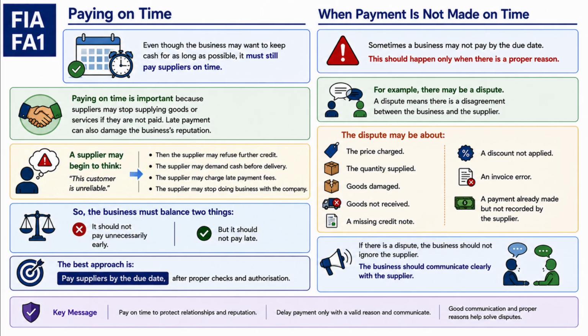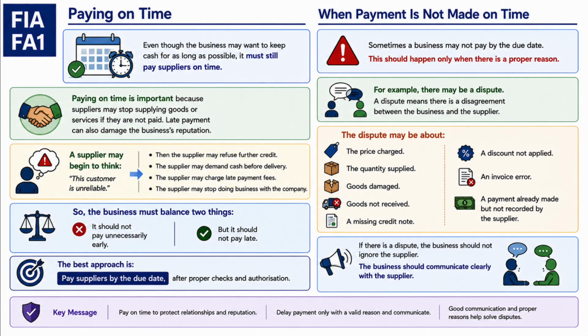So the business must balance two things. It should not pay unnecessarily early, but it should not pay late. The best approach is to pay suppliers by the due date after proper checks and authorization. When payment is not made on time, sometimes a business may not pay by the due date. This should happen only when there is a proper reason. For example, there may be a dispute. A dispute means there is a disagreement between the business and the supplier.